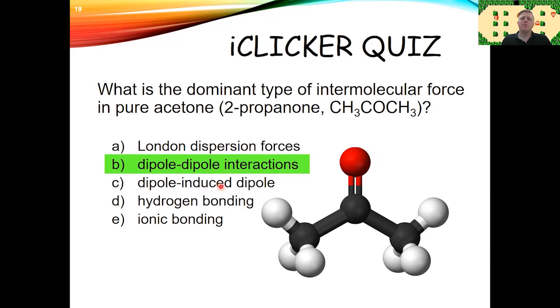Could we have dipole-induced dipole interactions? Yes, but that's always going to be weaker than dipole-dipole interactions. And could we have ionic bonding? No, we couldn't have ionic bonding because this isn't an ion. But we could have ion-dipole interactions, if you dissolve salts, for example, in acetone.